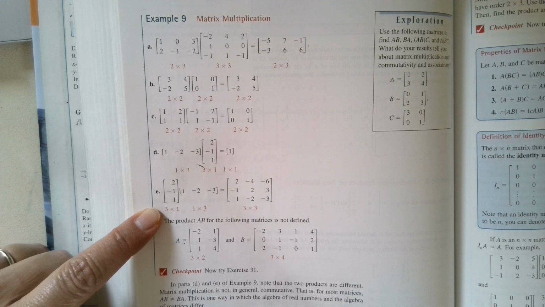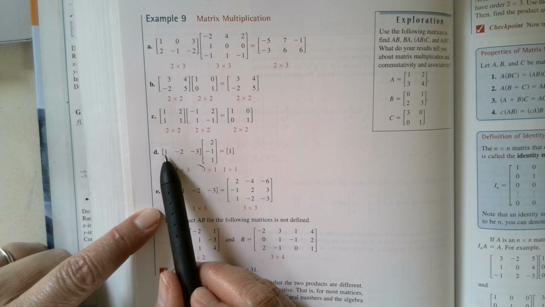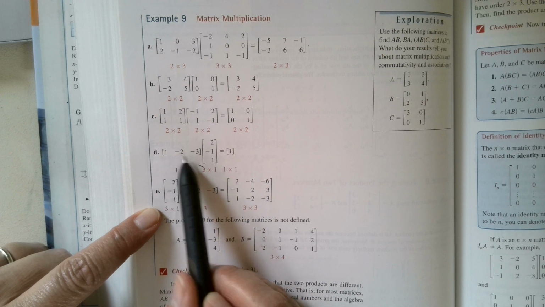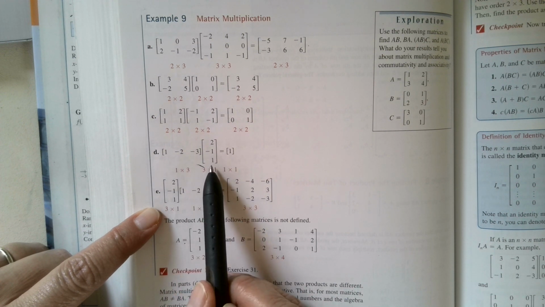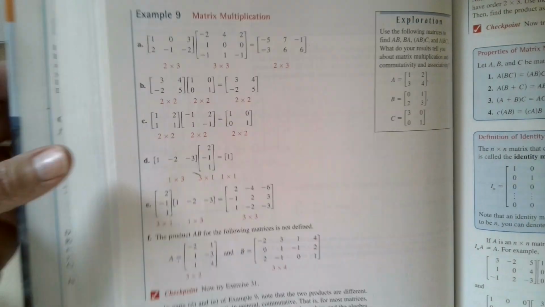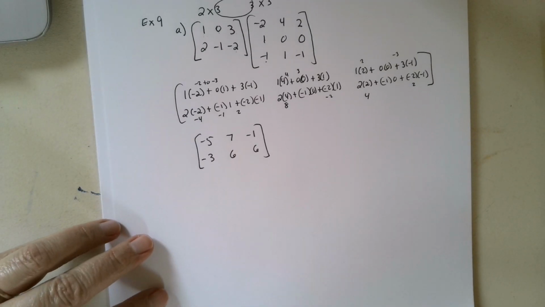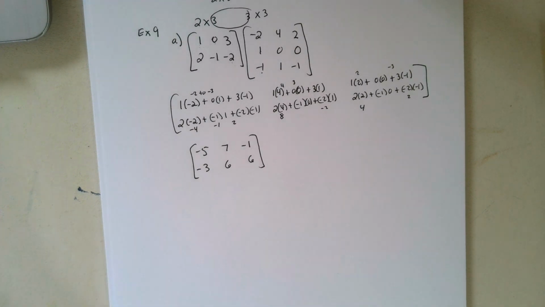So those are interesting. To do D, you take your row times your column. So you'd have 1 times 2 plus negative 2 times negative 1 plus negative 3 times 1. Multiply and add, and that just comes out to 1. So matrix multiplication takes up some paper, but it is a very distinct process.